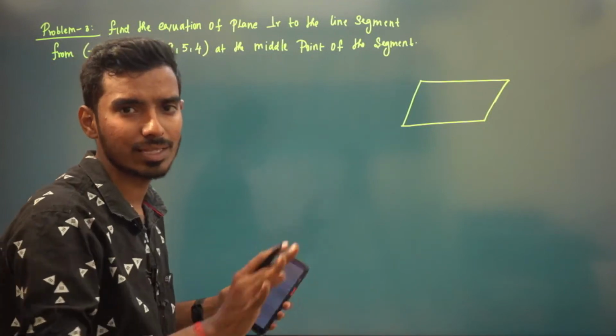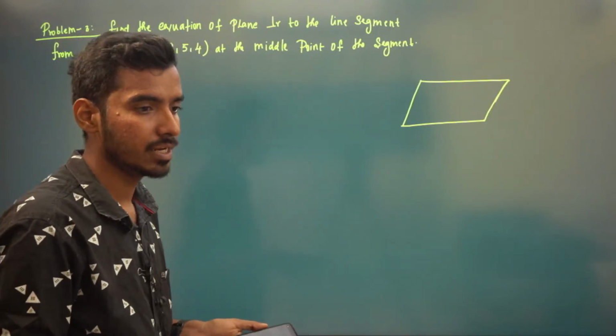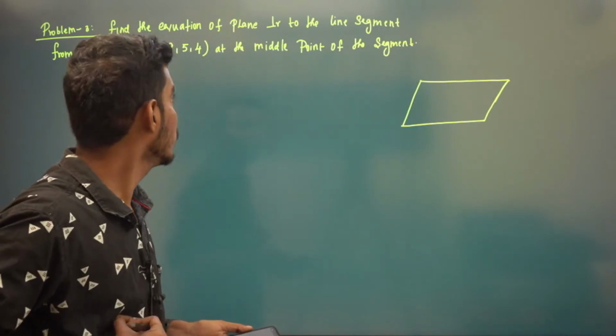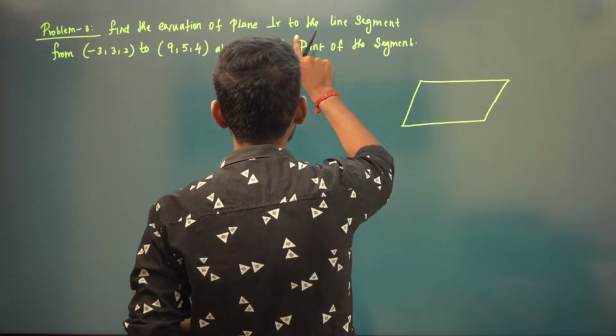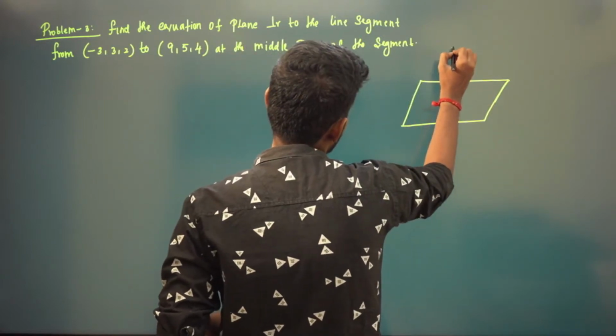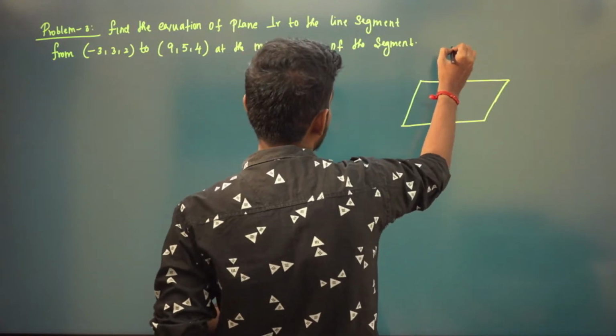Whatever the question may be, draw the diagram and make use of the 8 equations which we have already proved. Okay, so find the equation of plane. This plane has to be perpendicular to this line segment. So we have a line segment, and the plane has to be perpendicular to that, right?